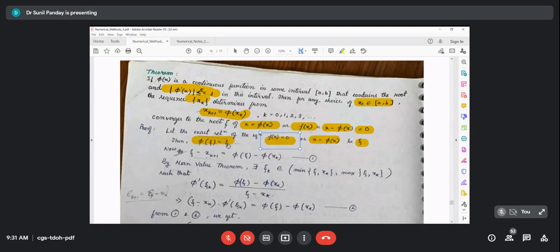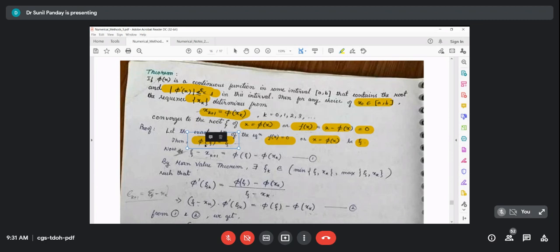Now phi xi equals xi, and phi of xk equals xk plus 1. We have this equation and this equation, and then we subtract them. We are taking phi of xi to the other side.